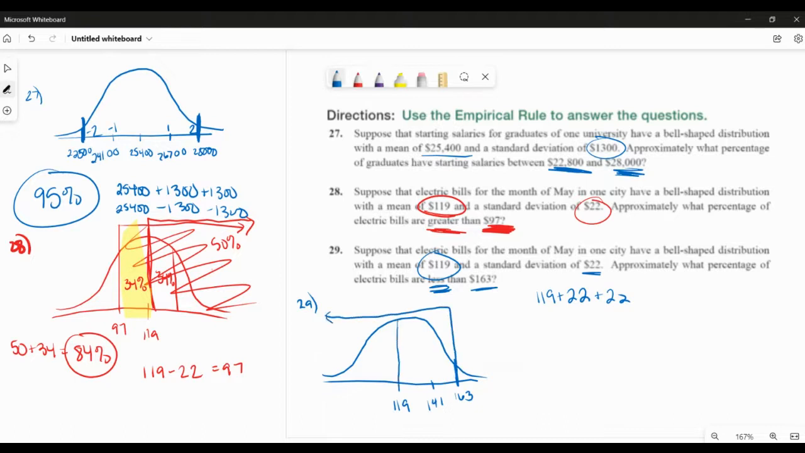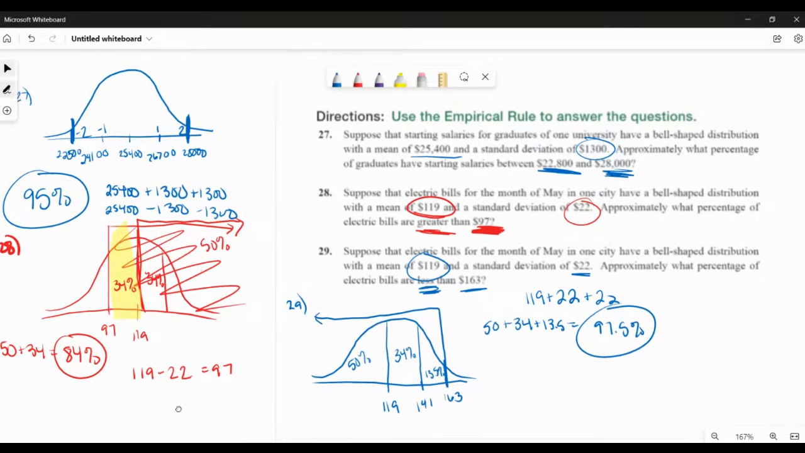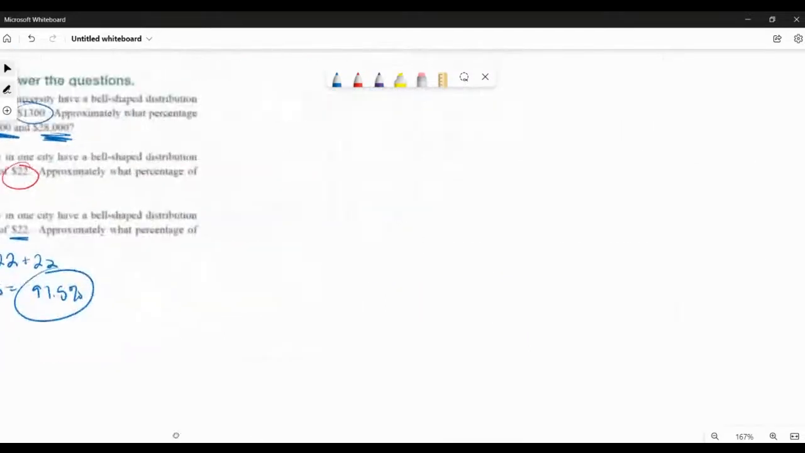All right, well, I know here's 50%. This chunk is 34%. This chunk is 13.5%. So I'm going to add these three numbers together, and my answer is 97.5%. All right, so that should help us with the empirical rule.